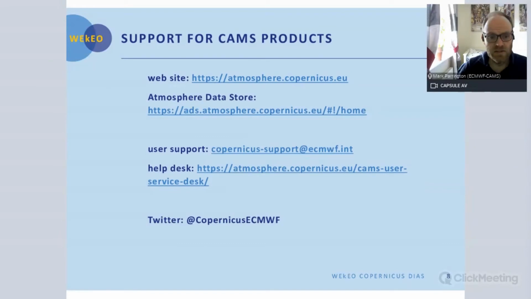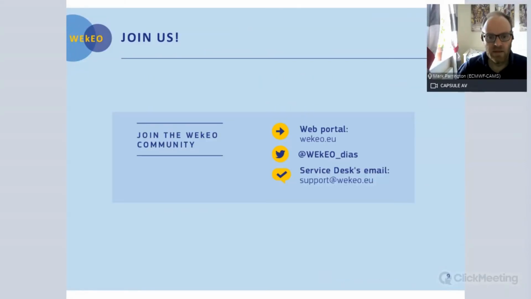So there are various channels of support for CAMS products, in addition to the Wikio channels that have already been shown. Particularly for the products available through the Atmosphere Data Store, if you need more information on the background of how those are produced, more information can be found through the CAMS website. There's a link here to the Atmosphere Data Store. And our user support channels and Twitter feed are also listed there. And then, of course, there are the Wikio channels.